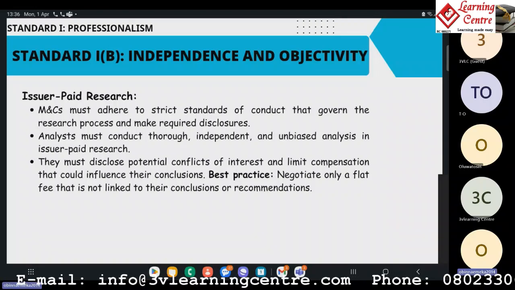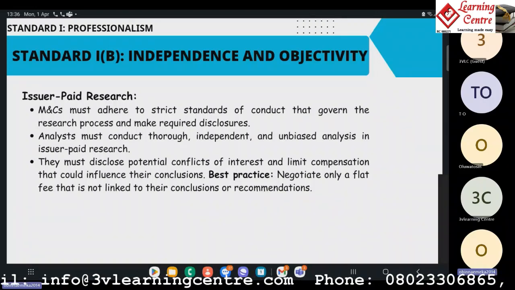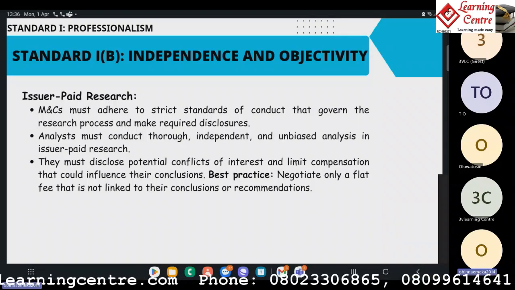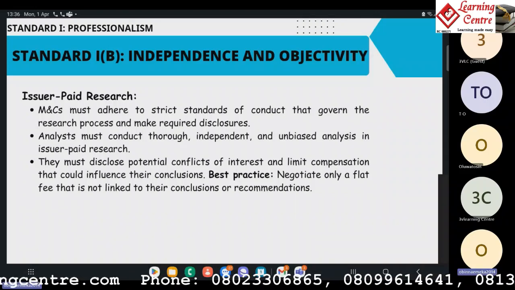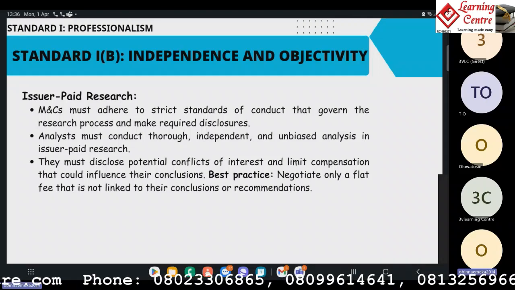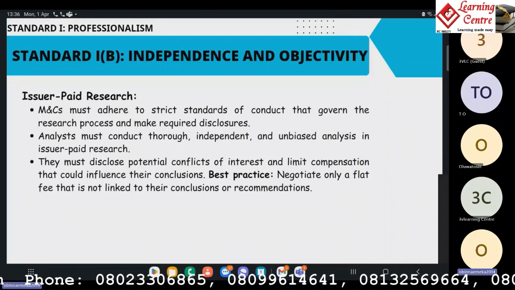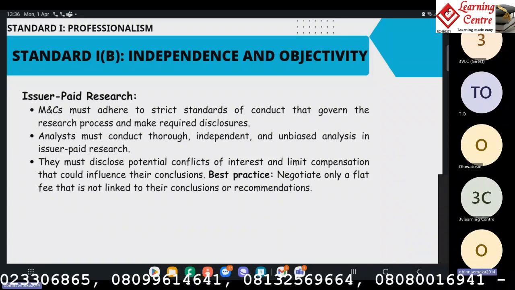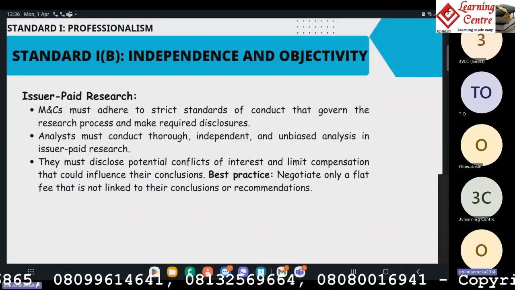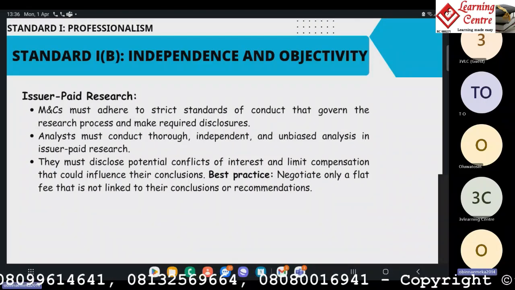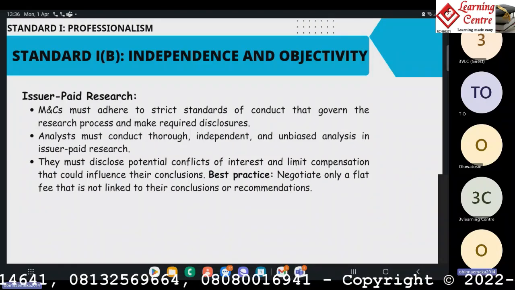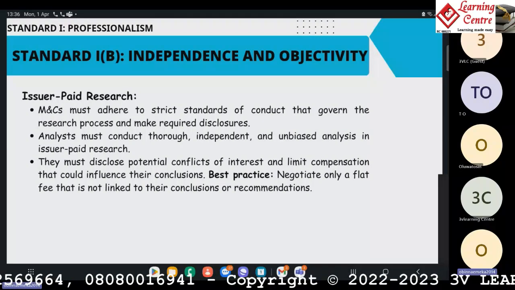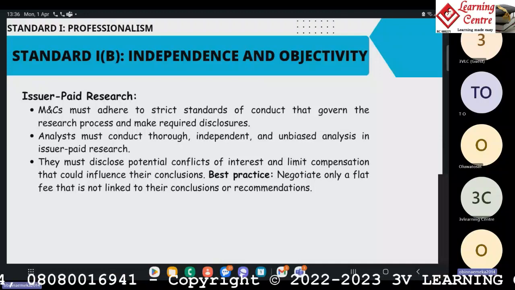That's issuer-paid research. So if you are conducting issuer-paid research, you are to adhere to strict standards of conduct that govern the research process. That is actually what you are required to do. You have to make sure that you conduct a thorough, independent, and unbiased analysis in this kind of research. If there is any conflict of interest during the research process, this standard says that you must, the key word is must, disclose it.